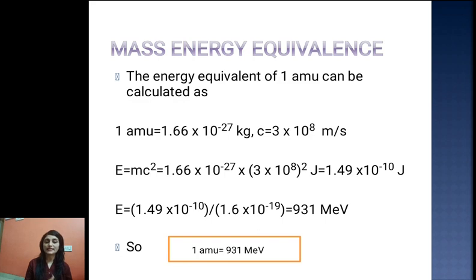Then you can divide this by 1.6 into 10 raised to minus 19, and you will get the energy in electron volt. Here I have again converted it into million electron volt. Million electron volt is basically 10 raised to 6 electron volts. So what I got is 931 MeV. You can also try these calculations out. Pause the video in between, try these calculations and check whether you are getting the same. So 1 AMU is approximately equal to 931 million electron volt.